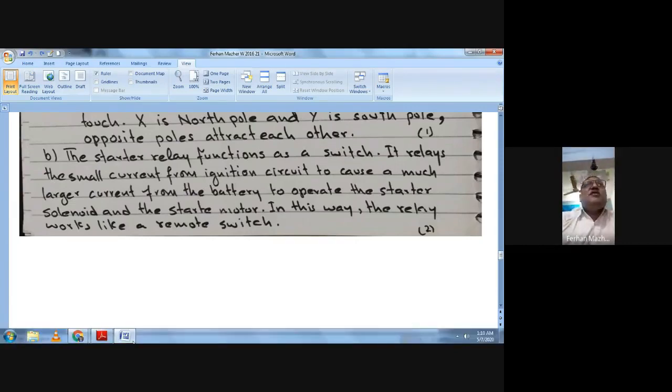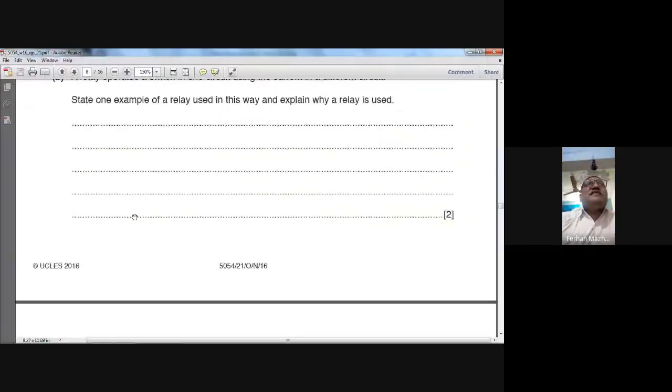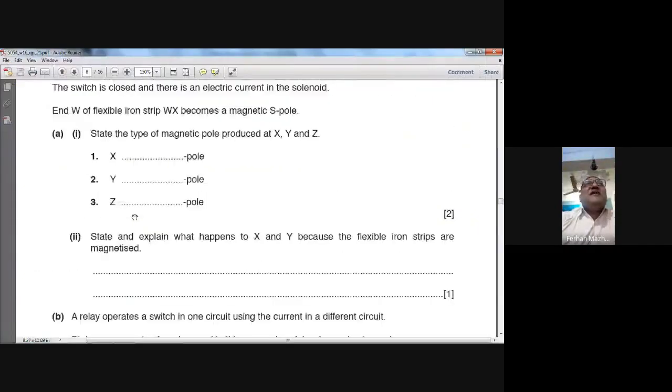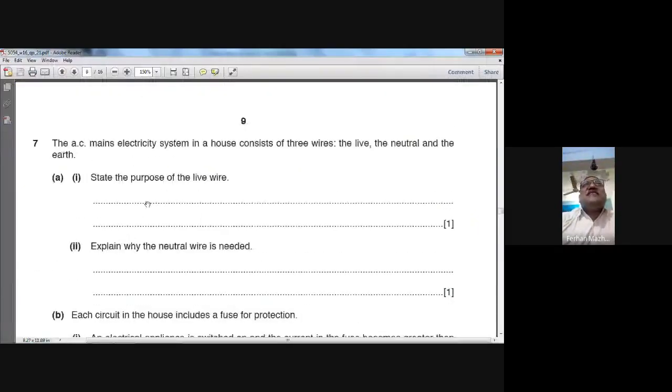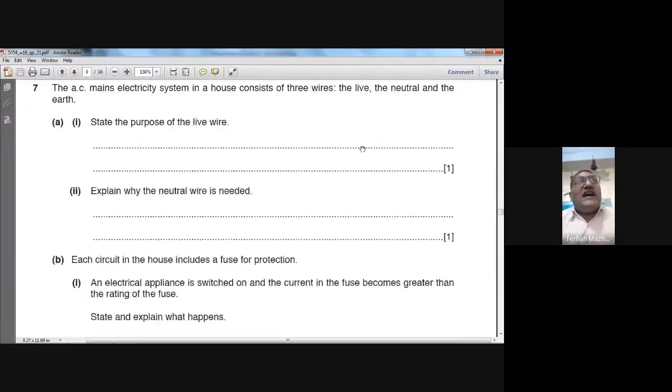Okay, so that's it for question number six. We are moving to the next question. Question number seven is on your screen. The AC mains electricity system in a house consists of three wires, the live, the neutral, and the earth. State the purpose of the live wire.